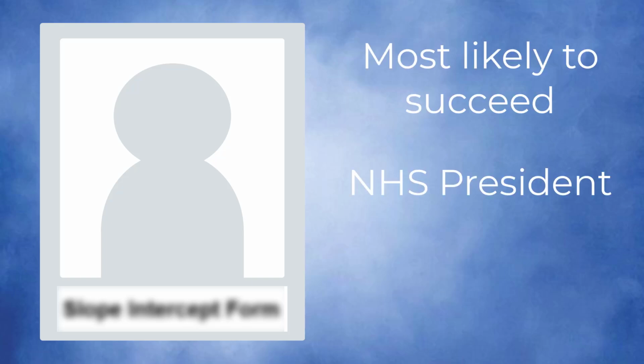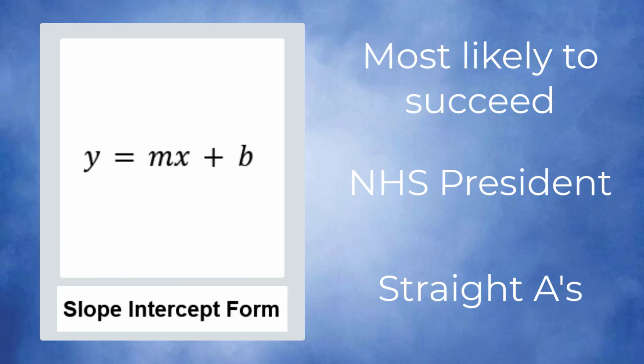She was voted most likely to succeed. She's the president of NHS. She's got straight A's. She's slope-intercept form.